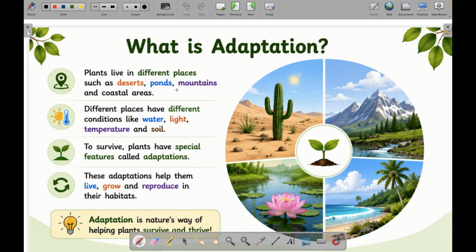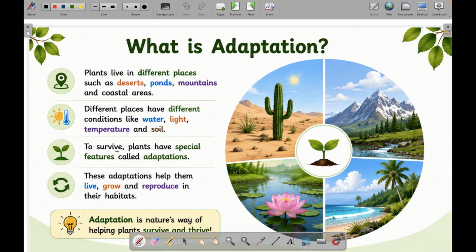What is an adaptation? We know that plants live in different places such as desert, ponds, mountains and coastal areas like this, right? All these places have different conditions, right? For example, a desert may have very little water, right? It may have a very large amount of heat, right? So all of them have different conditions. A coastal area may have very strong wind and, being situated near the coast, plenty of water and salt, right? So every place has different conditions.